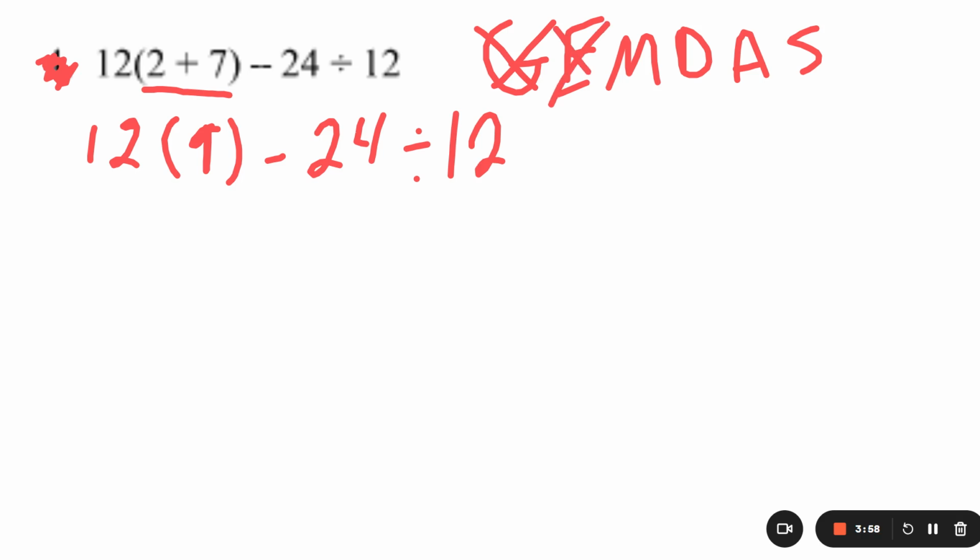Do I have any multiplying or dividing? Yes, I do. I have multiplying that's happening first, so that's what I'm going to do first, right? Because we go in order from left to right. So 12 times 9. I've long since forgotten my 12s.